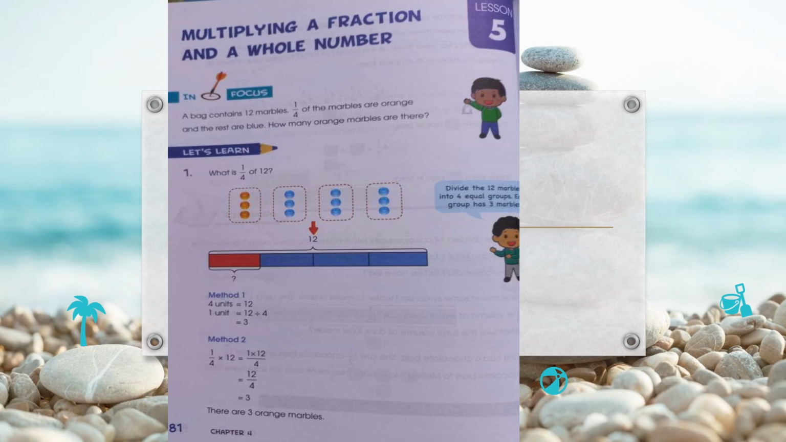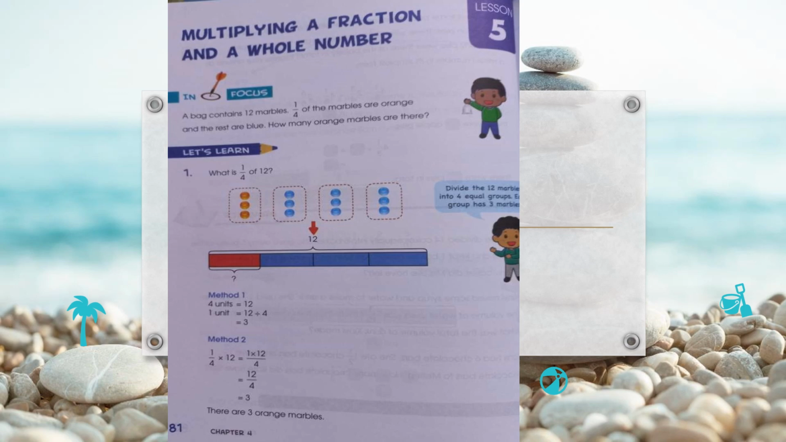Children, in this video we are going to cover lesson number 5, multiplying a fraction and a whole number, of chapter 4, fractions. So let's start with an example which says a bag contains 12 marbles. 1/4 of the marbles are orange and the rest are blue. How many orange marbles are there?